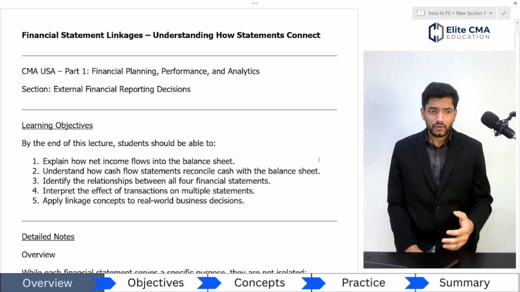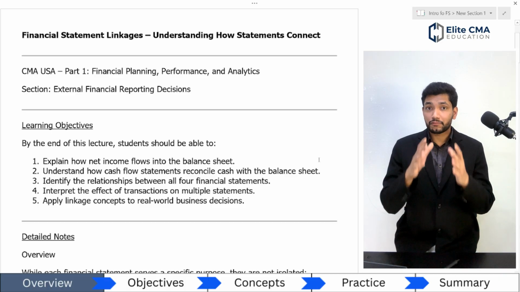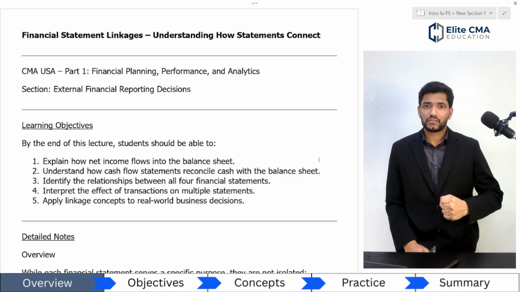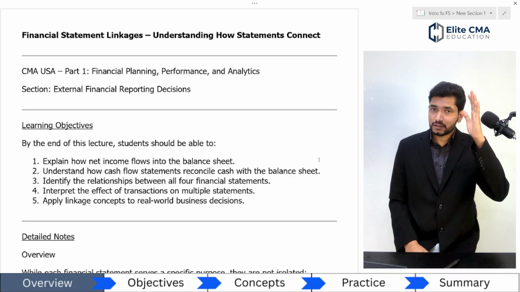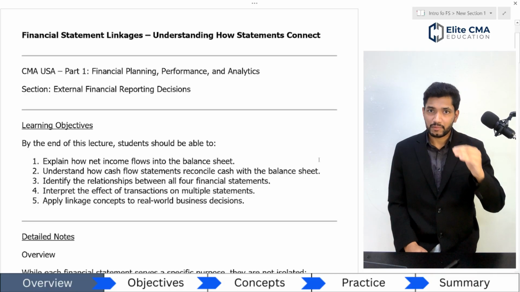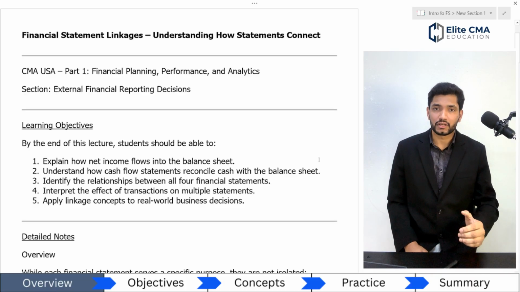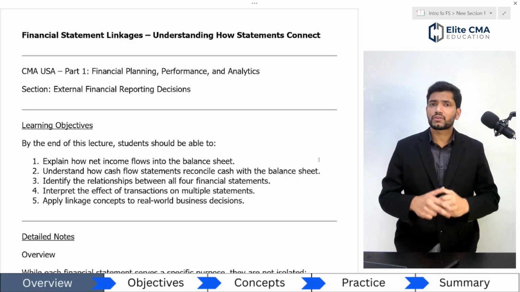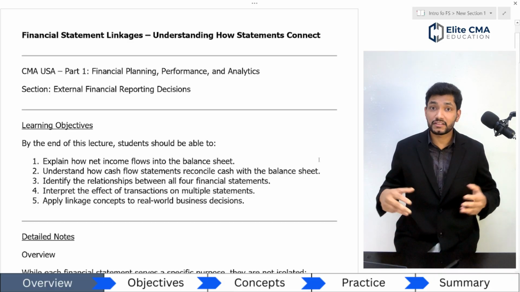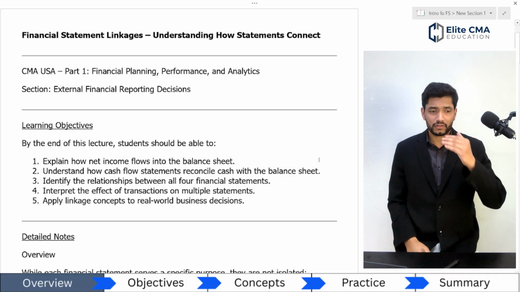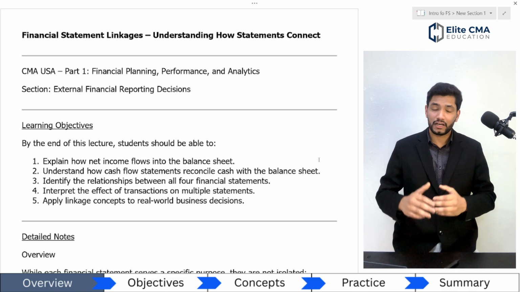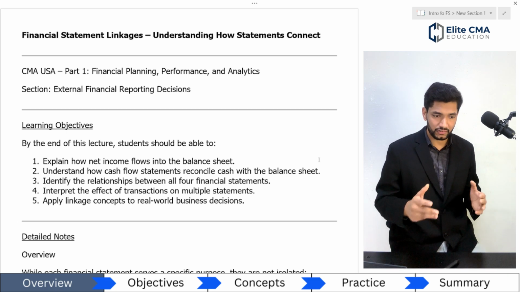In today's session, we are going to understand how the different financial statements are connected together. In the previous discussions, we already covered the key financial statements like the income statement, balance sheet, statement of cash flow, and statement of changes in equity. Now we are going to see how these 3 or 4 important financial statements are interconnected and how this concept will help in real business decision making.